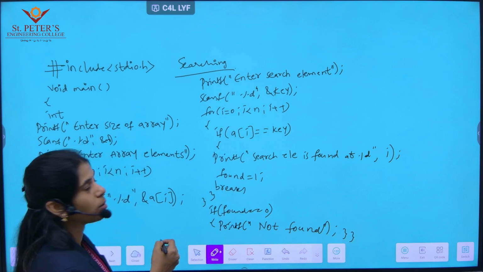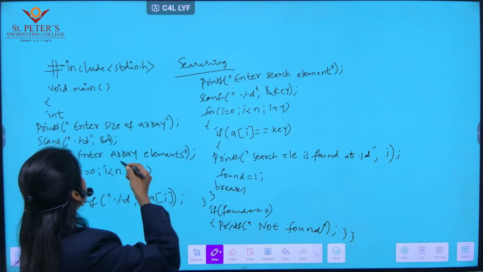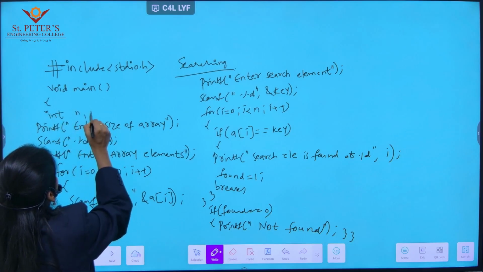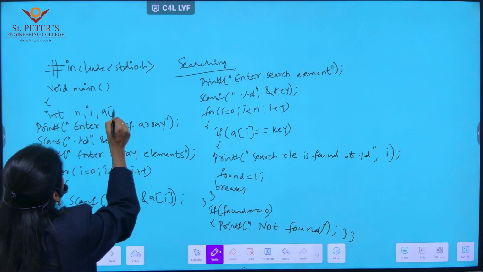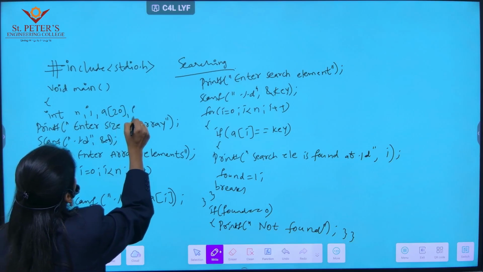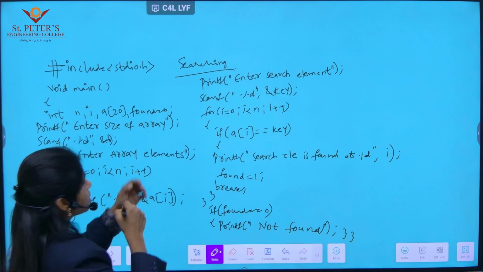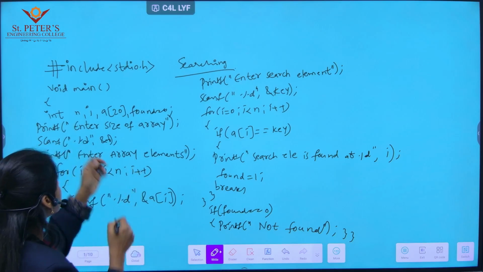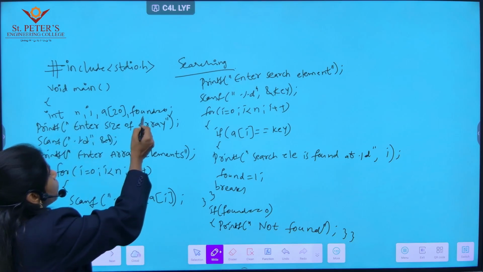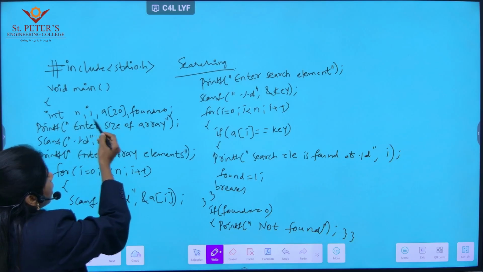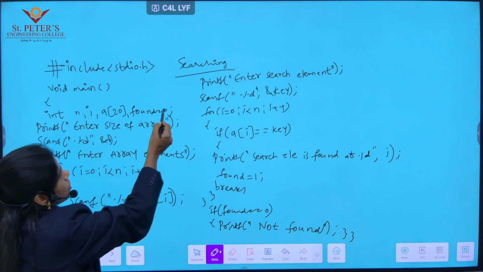This is the program regarding linear search. See here, this is the declaration part. In this declaration part, I have taken 4 variables, one array. My array name is A, the size is 20 here, and n and i are initialized to 0.